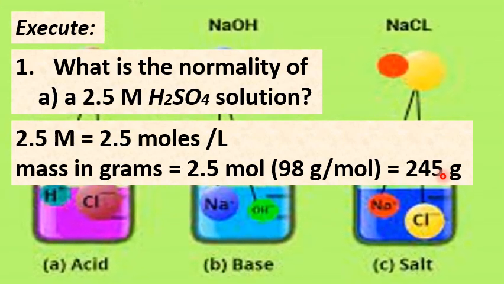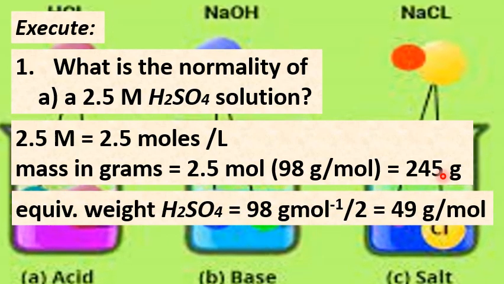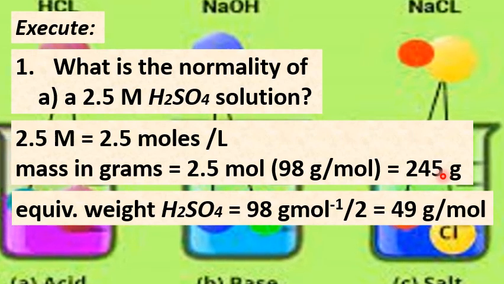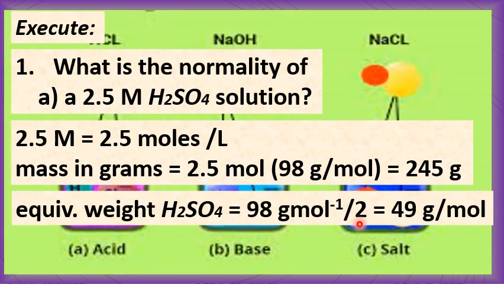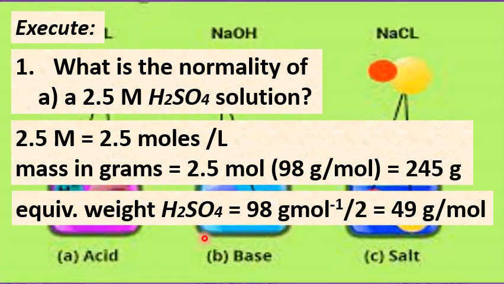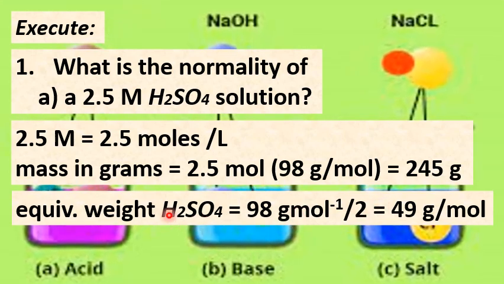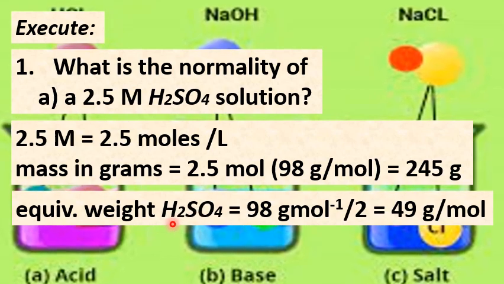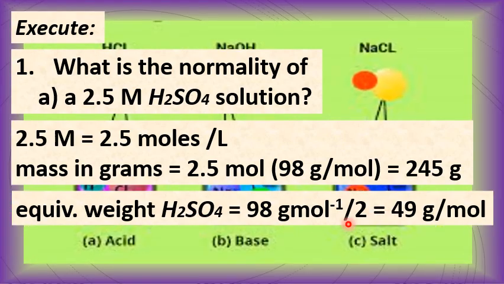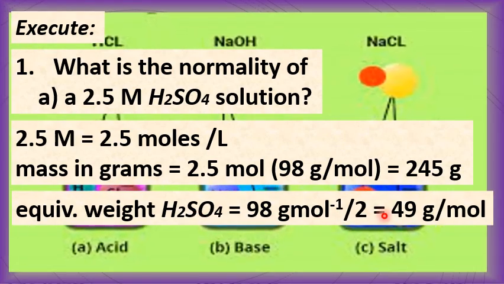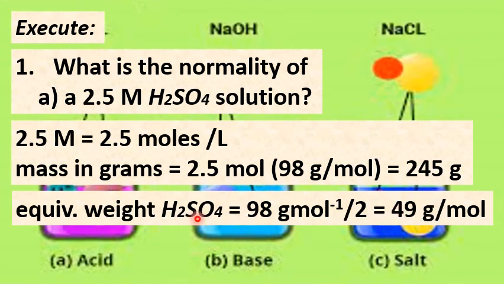The equivalent weight of the solute is just equal to the molar mass, which is 98 grams per mole, divided by the value small letter n. And in the case of sulfuric acid, this small letter n is equal to 2 because there are two positive hydrogen ions as shown in this formula. So 98 divided by 2, of course, that is equal to 49 grams per mole. We call this the equivalent weight.